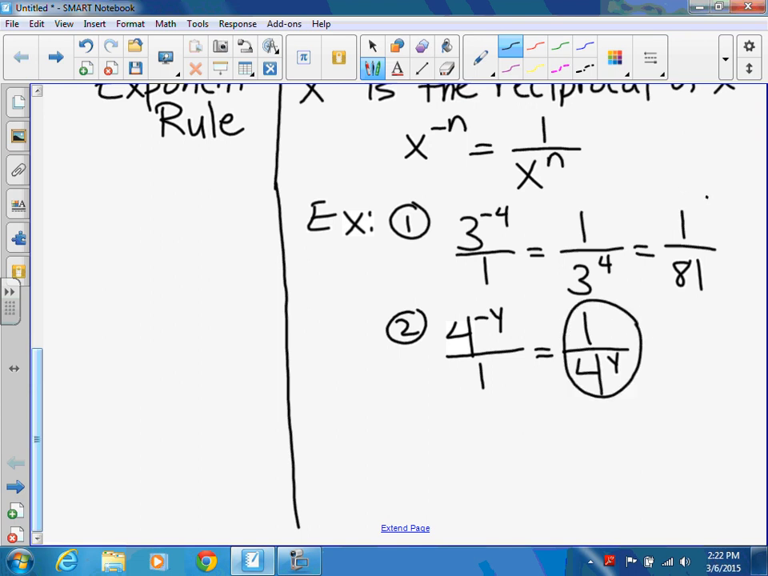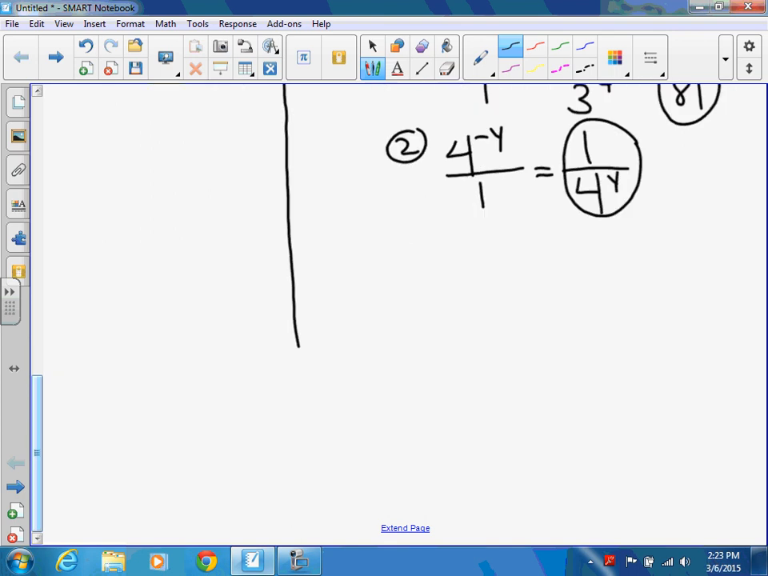Okay, so sometimes your results will be an actual number or fraction. Other times they will be fractions with letters still in them that you can't do anything about. Always simplify your answer as far as you can though. All right, so let's look at another one.